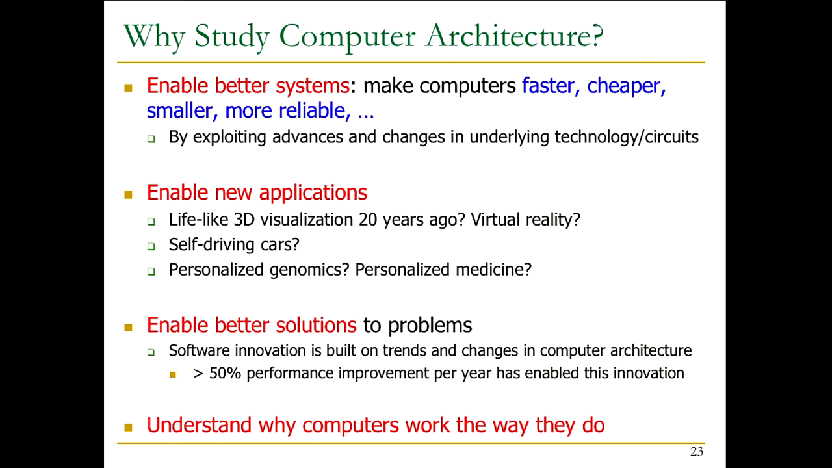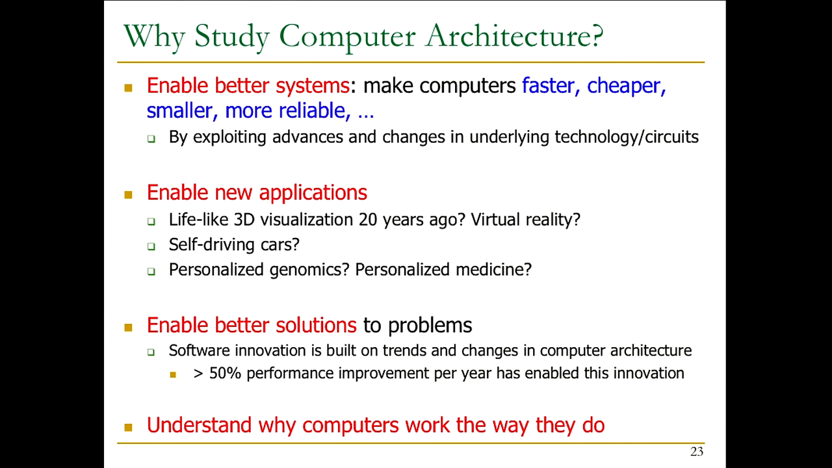Okay, so what has this enabled? The ability to put more components on chip has enabled us to build better systems, right? We have much faster, much cheaper, much smaller, and maybe, hopefully, much more reliable computers today, right? And we've done this by exploiting advanced changes in the underlying technology and circuits. And that's come as a result of the computer architectures that we've built on top of that. And we've enabled new applications.